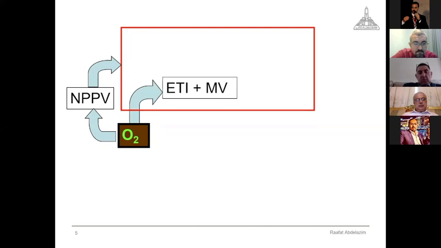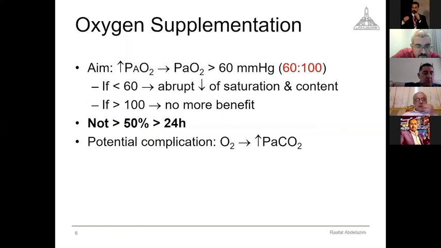Oxygen supplementation aims at increasing the PO2 to more than 60 millimeters of mercury. More than 100 is not required. So the aim is to keep it between 60 and 100 millimeters of mercury. We try to avoid giving more than 50% oxygen for more than 24 hours. A potential complication of giving oxygen to a patient with respiratory failure, in some conditions, is that this will lead to hypercapnia. So we will observe PO2, saturation and carbon dioxide.